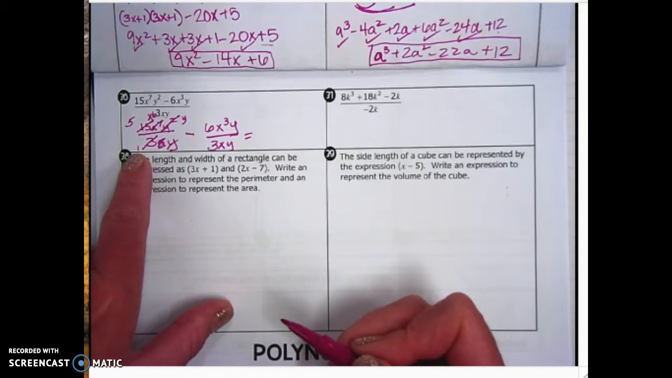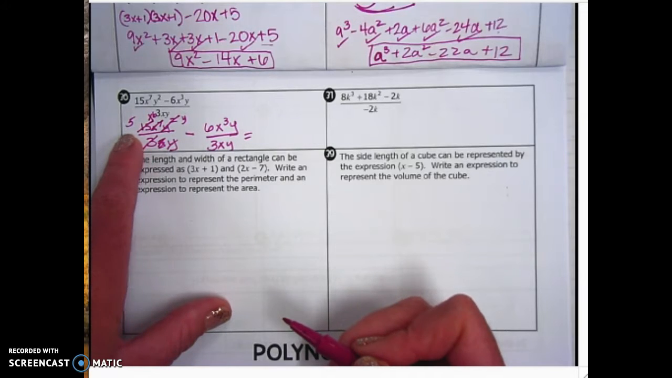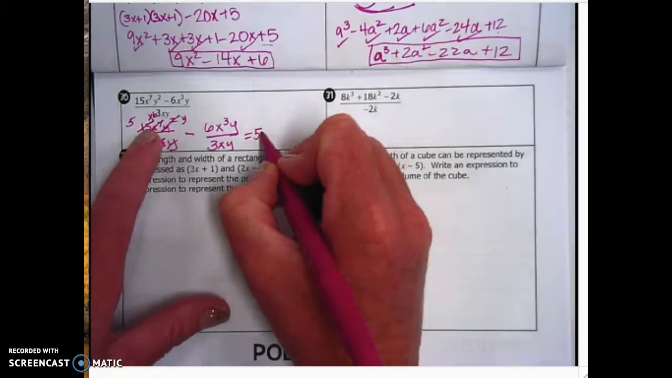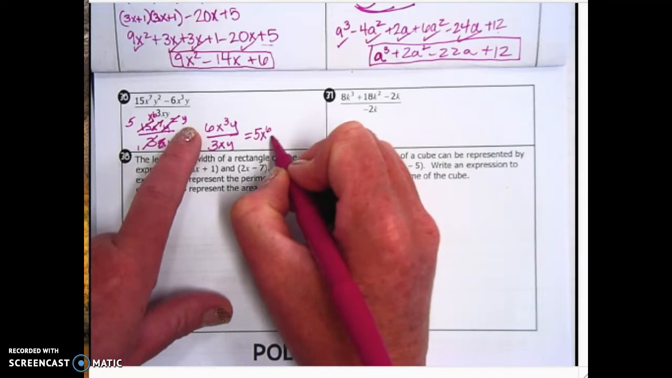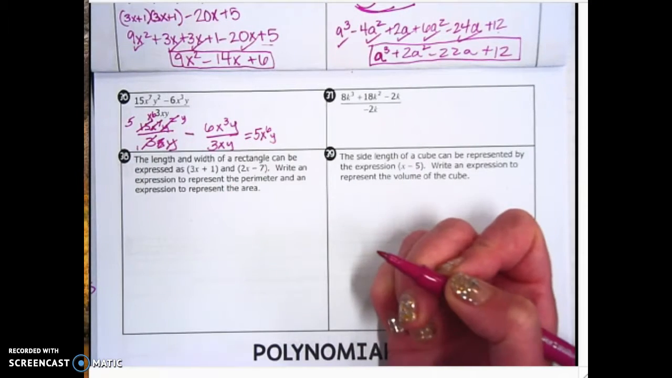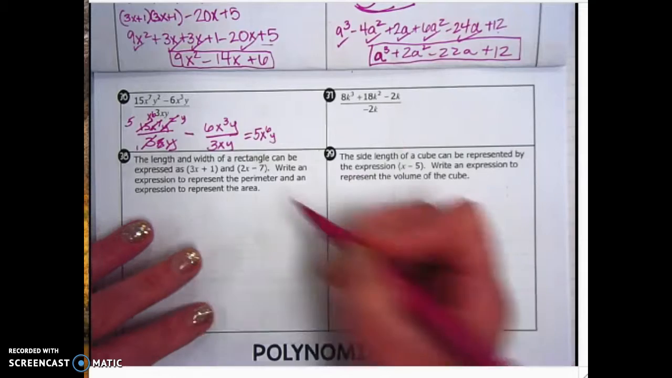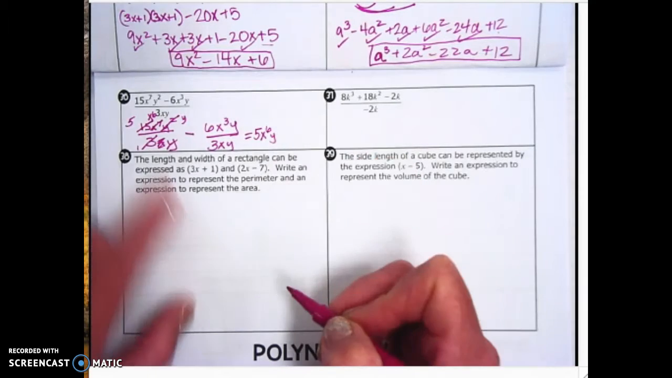Everything canceled out. And in the numerator, we just have 5x to the 6th, and then a y, or you can write y to the 1st if you want, but just y. All right? So that's the first term.